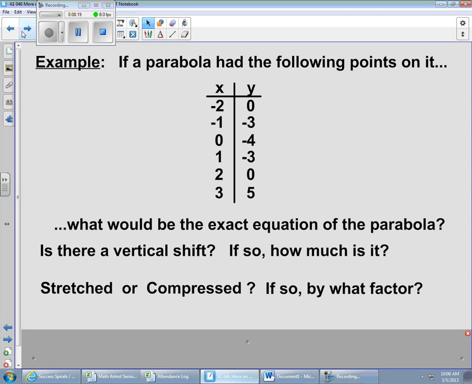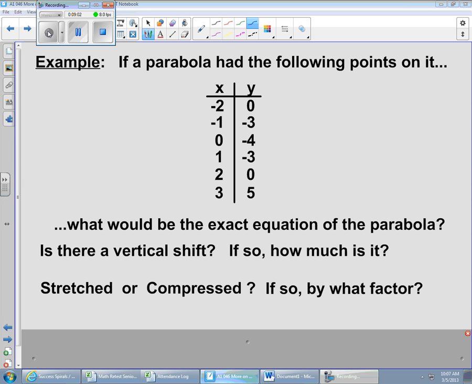Here's another parabola, and we're provided with these points. It's going to be the same little series of questions each and every time. These are the same questions I ask myself, and the same questions you ask yourself in order to get these equations. What would be the exact equation of the parabola? Is there a vertical shift? If there is, how much is it and in which direction? Has the graph been stretched or compressed? If it has been, then by what factor? Based upon the answers to these questions, we will very easily be able to build an equation.